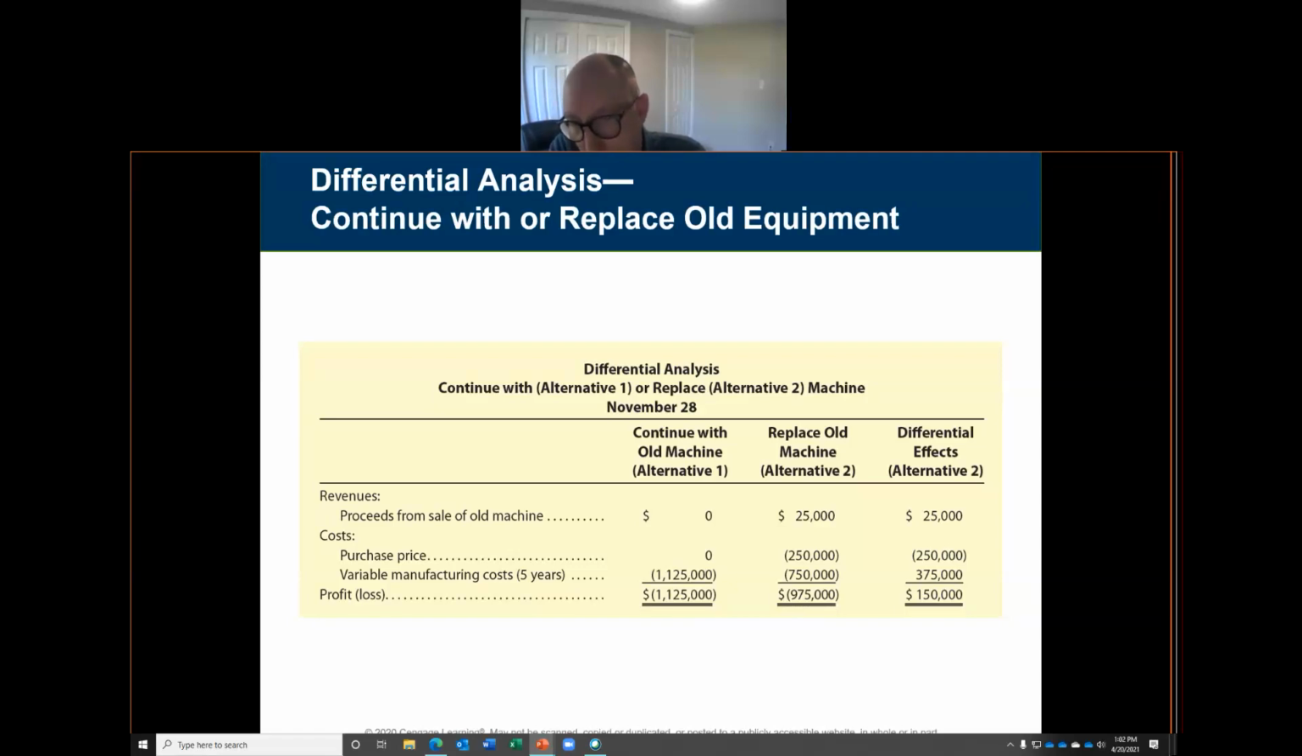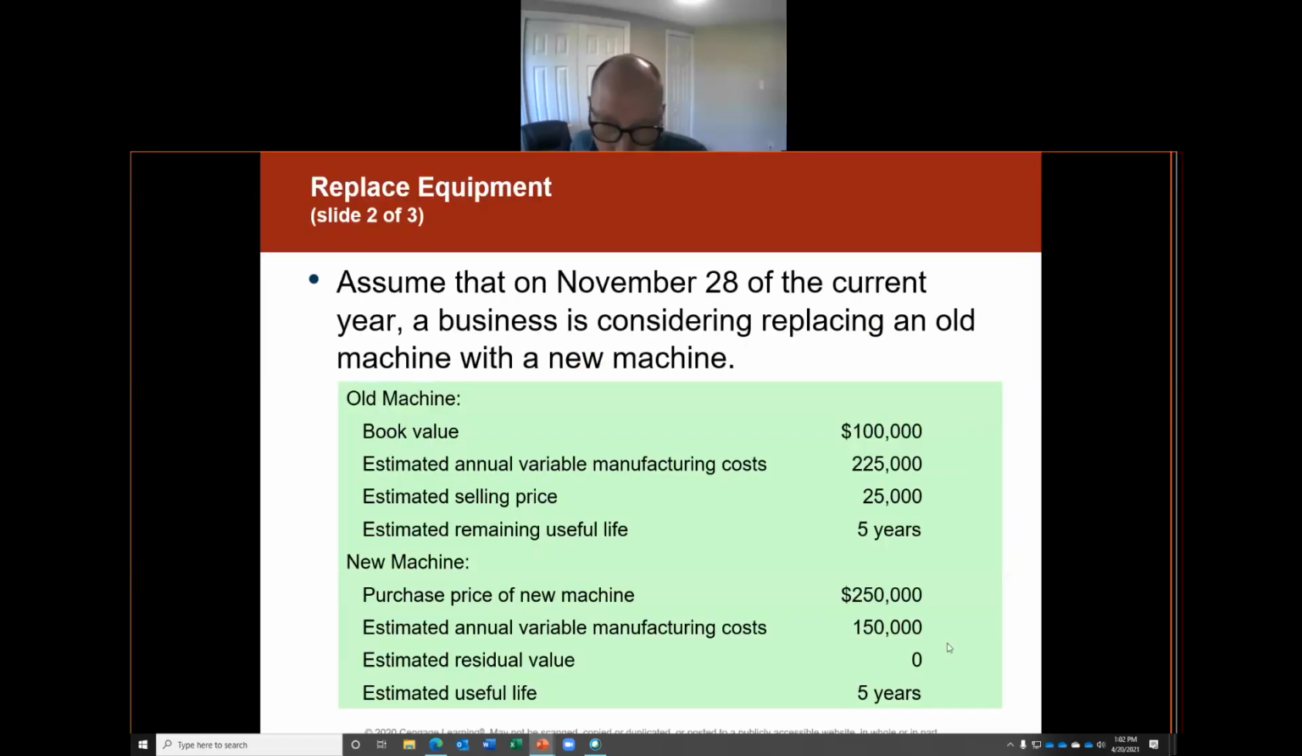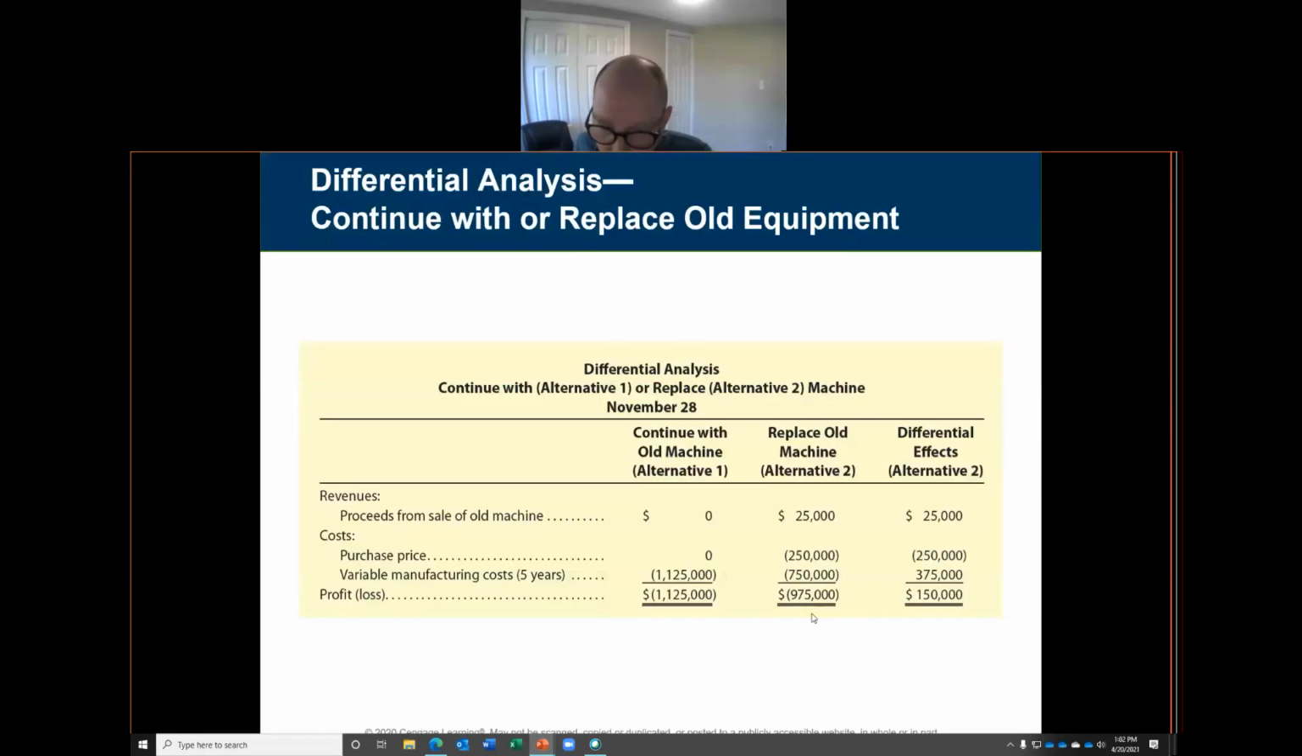Then I compare that to replacing the machine. If I sell the old machine, I'll get 25,000 in revenue. Purchase price of a new machine is 250. Variable manufacturing cost for the 5 years is 750. How do I get 750? 150 times 5 years. That gives me a loss of 975. Based off of this differential analysis, I will decide to replace my old machine because I'll lose less over time.